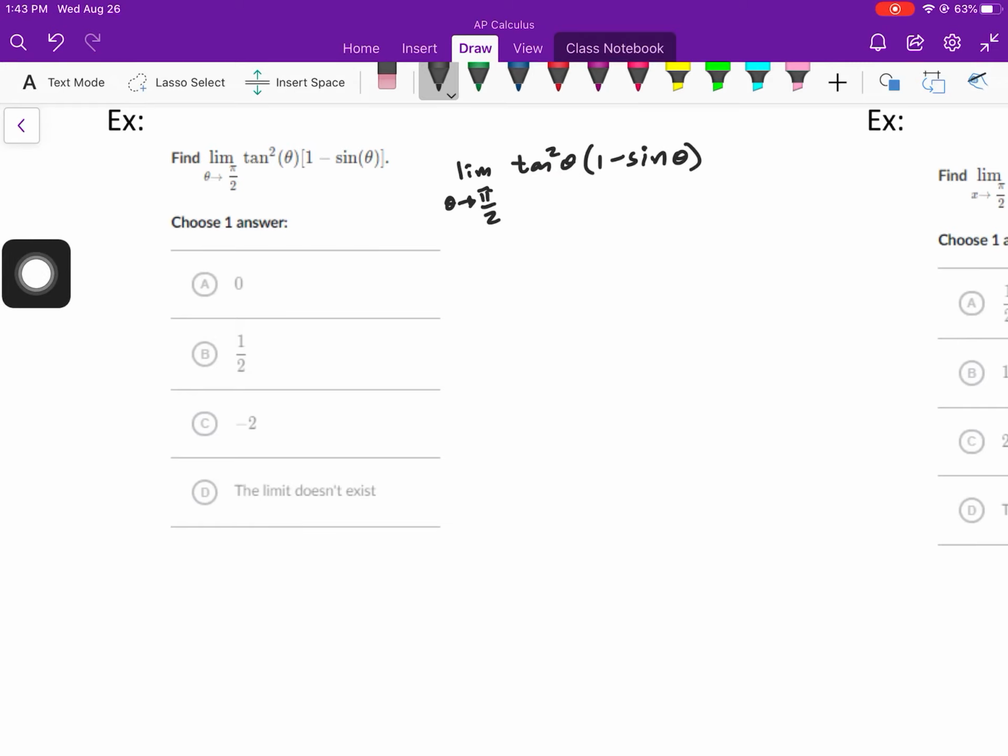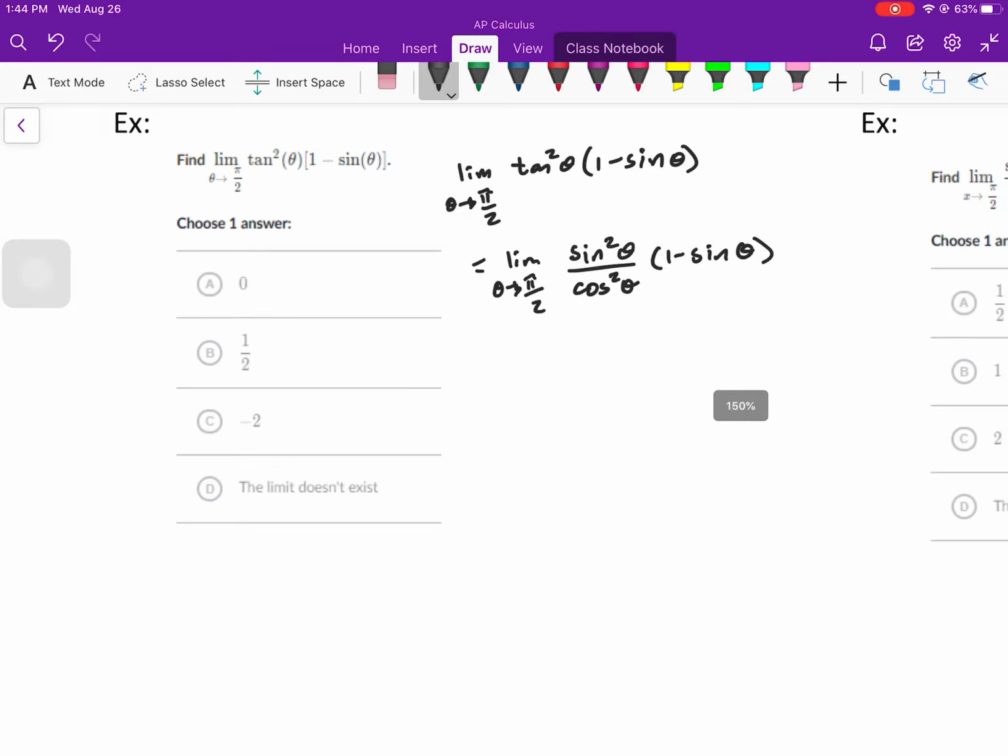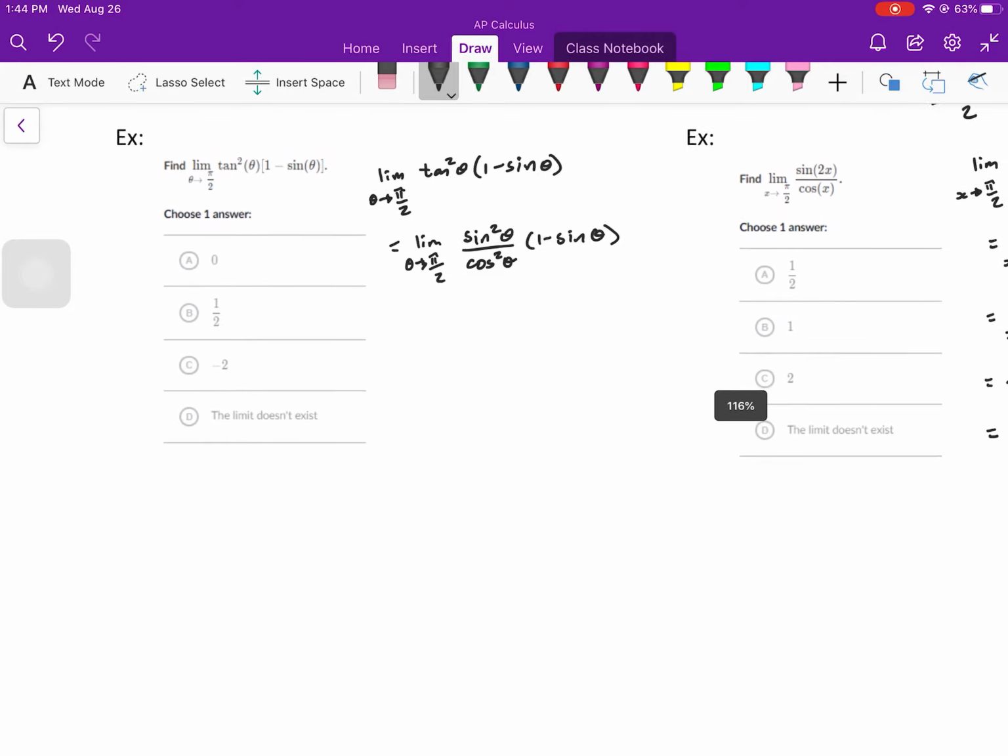Actually, what I'm going to do is switch this tangent into a sine squared over cosine squared. And honestly, some of this stuff is just going to take trial and error. That's what happens with me. All right. So here we are. We have sine squared over cosine squared times 1 minus sine of theta. And so we've got to figure this one out.